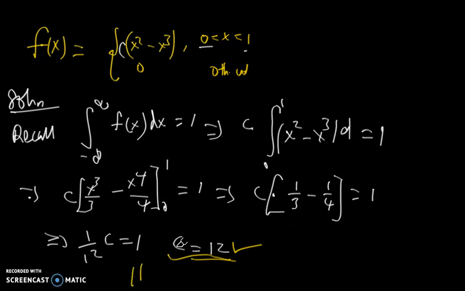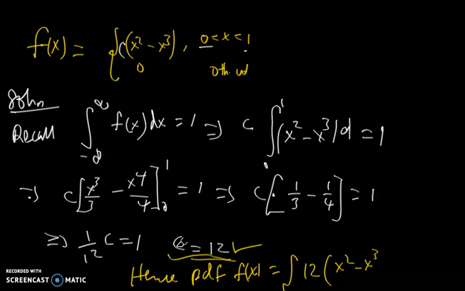Hence, we can conclude that the PDF for this function f of x is equal to 12 times x squared minus x power 3, for 0 less than x less than 1, and 0 otherwise. And this will be the solution to this question.